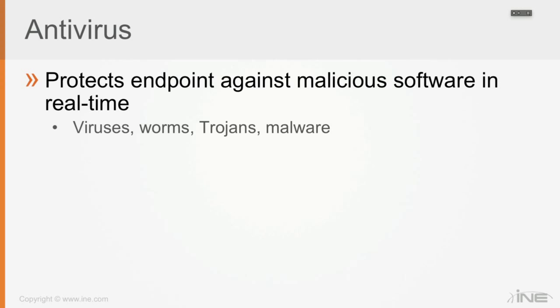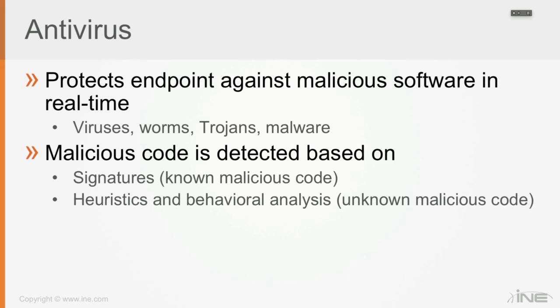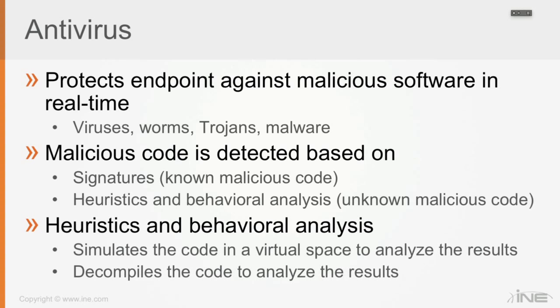And those engines, the antivirus engines, detect malicious code based on either signatures, so that's going to be for known malicious traffic, or based on heuristic and behavior analysis, which is used in order to detect unknown malicious traffic or malicious code. Now, of course, depending on the vendor, they chose to implement that heuristics and behavior analysis in different ways. So, for example, some vendors are going to simulate that code in a virtual space to analyze the results.